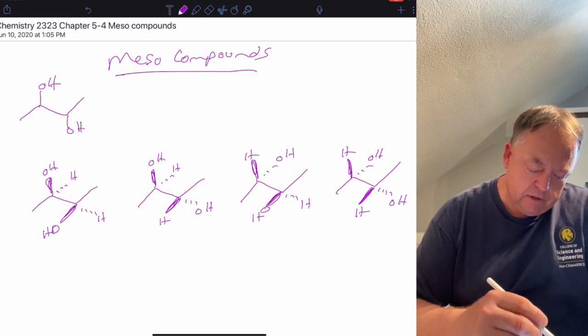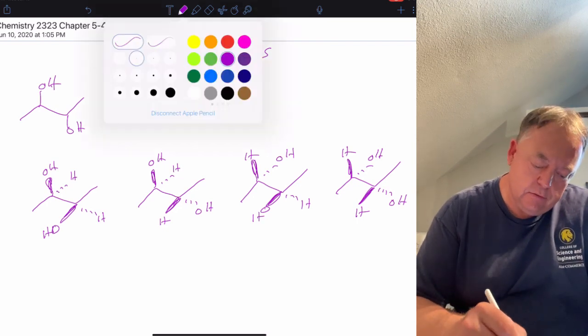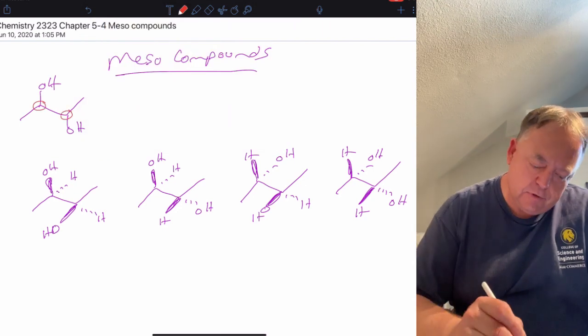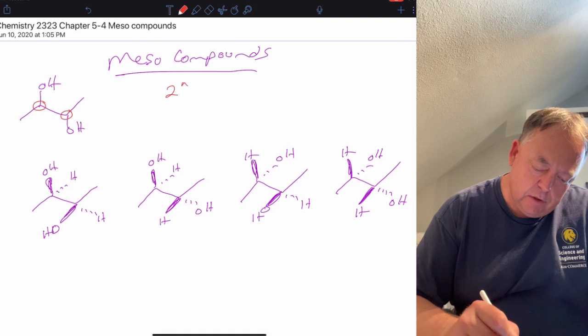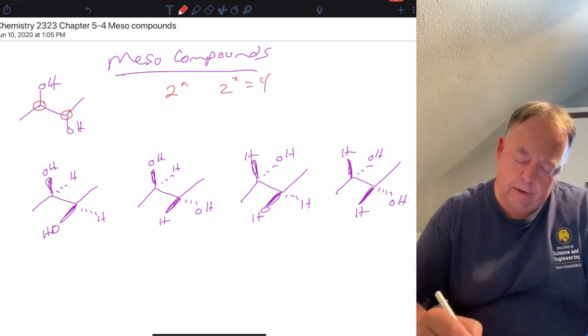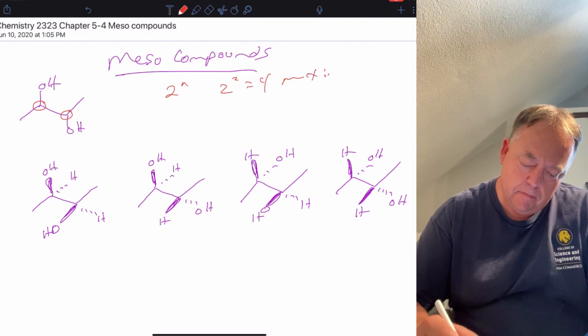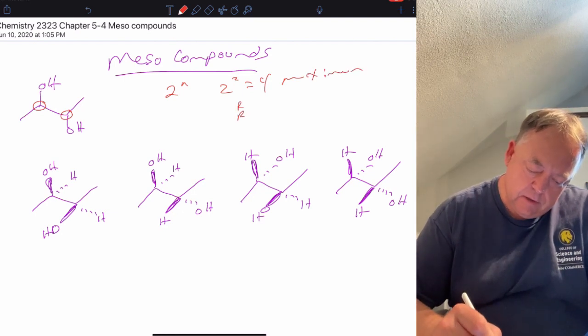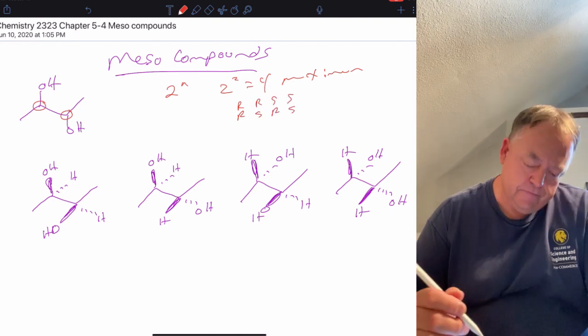Okay, so in this case, how many chiral carbons are in the molecule? Well, that's a chiral carbon and that's a chiral carbon. So how many possible stereoisomers? 2 to the n, so 2 to the 2 is 4 possible stereoisomers maximum. And again, from the last lecture, that could be the RR, the RS, the SR, or the SS isomer.